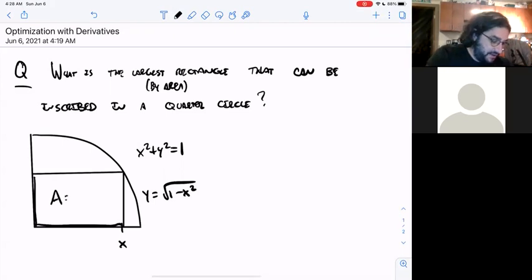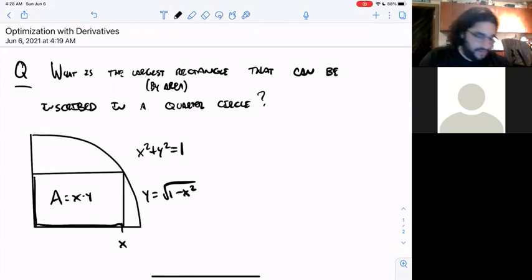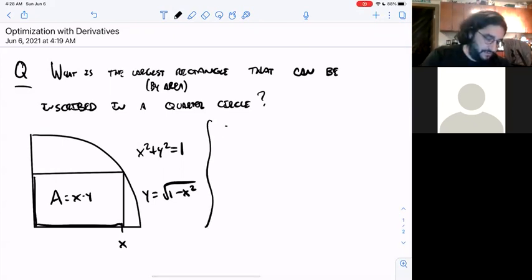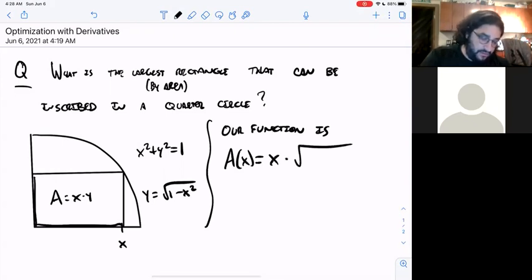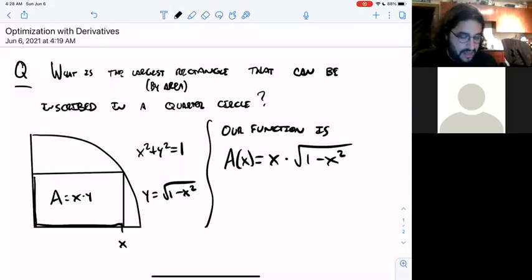So the area then is just height times width because it's a rectangle. But I want it all in terms of x, right? So our function that we wish to optimize is A(x) equals x times y, but y is the square root of 1 minus x squared, right?